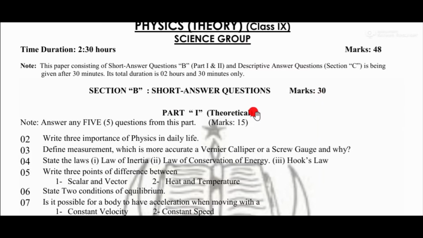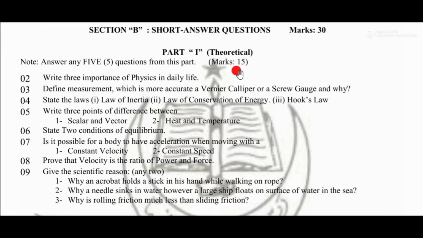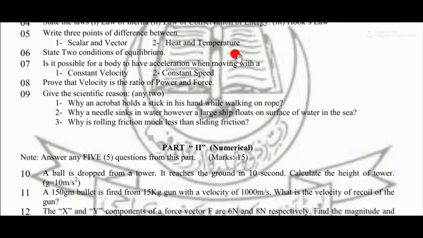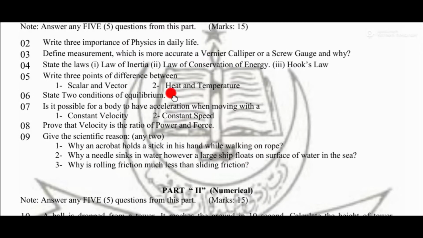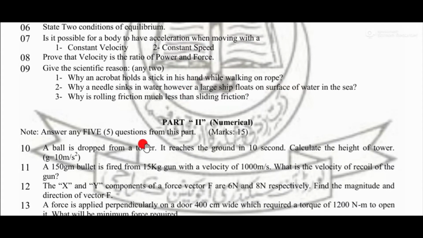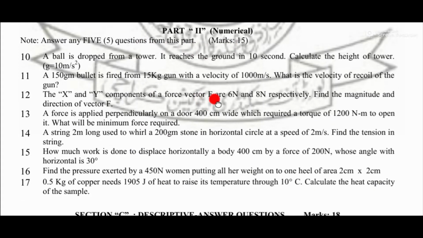30 marks are from the theoretical part, which is also divided into two parts, theoretical and numerical parts. You can attempt 5 questions from this part, and each question is equal to 3 marks, and 5 questions you can attempt from this part, which is a numerical part, and each numerical is equal to 3 marks.